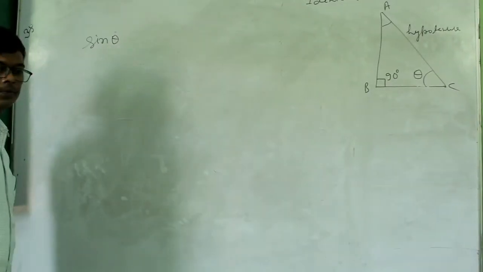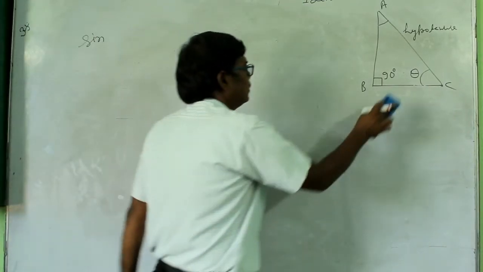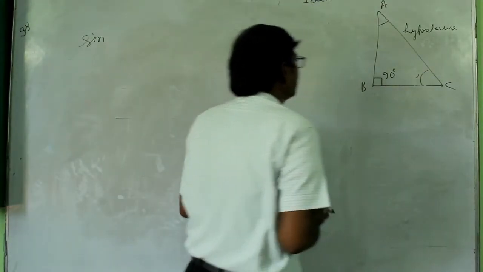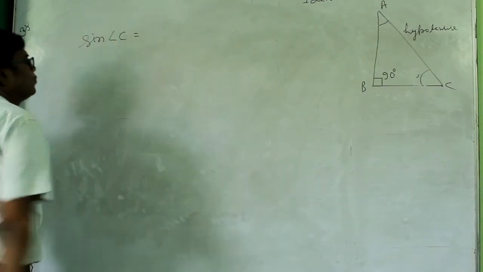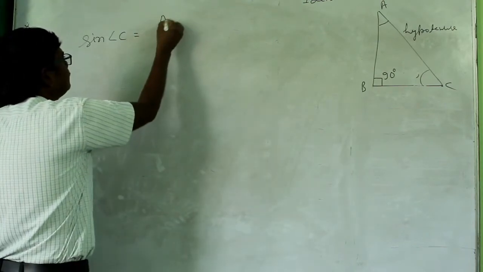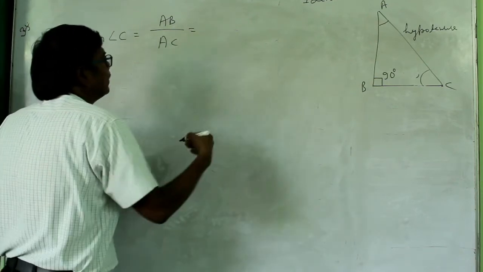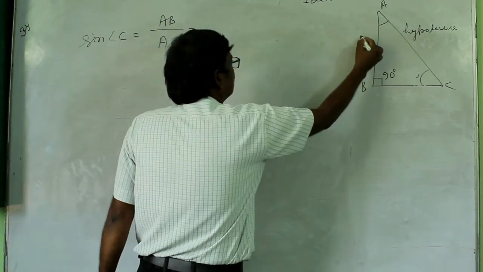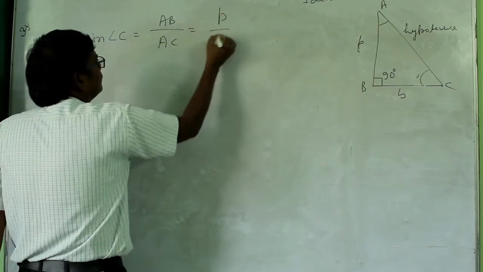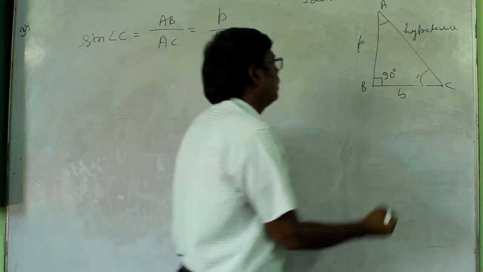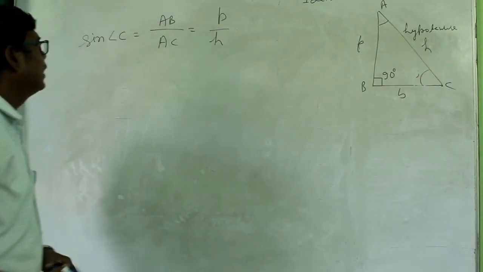Or rather, don't write sin theta here, just write angle C, that will be better. So write sin of angle C. Sin of angle C will be equal to AB by AC, that is the perpendicular. In this case this will be the perpendicular and this will be the base. So here you have P by H. If you call the hypotenuse H, then you have P by H, perpendicular by hypotenuse.